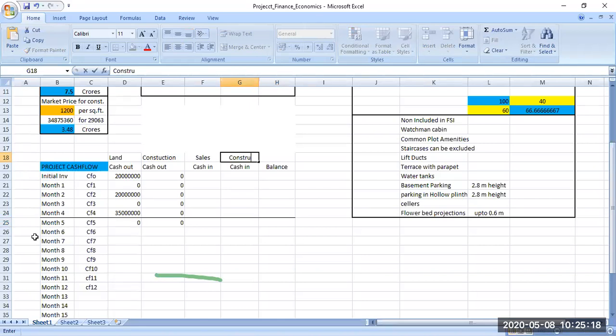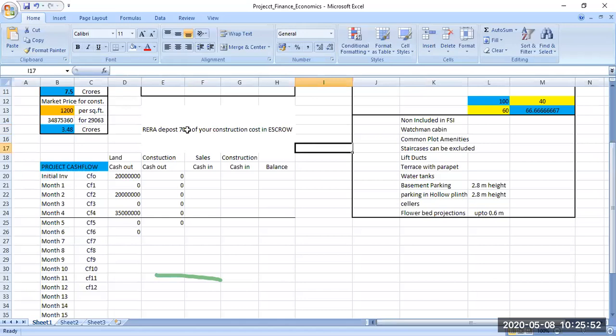Now, when we register the project for RERA, so it got registered, and I actually started my project, the construction, in month 6. So what RERA wants you to do is, RERA says you have to deposit 70% of your construction cost in an escrow account in a bank with RERA, so that they can ensure that you will complete the project and customers won't be stranded. You won't delay the project.